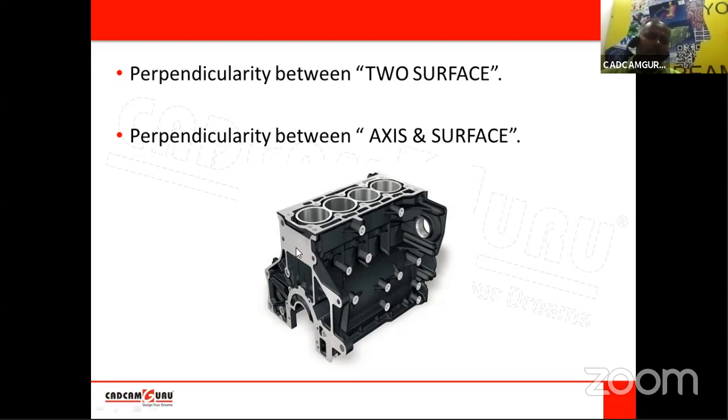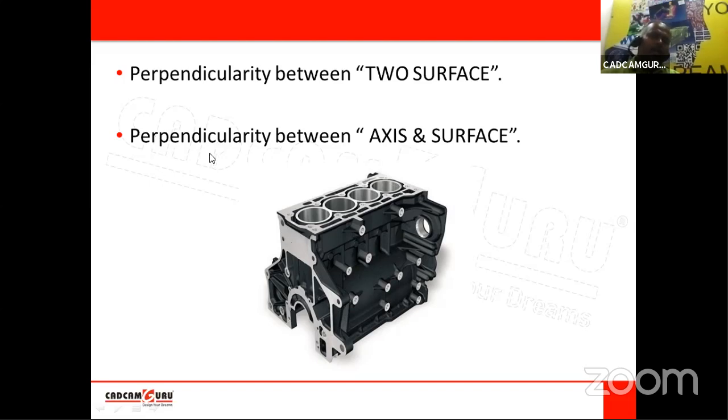So here you can see this surface and this top surface of a cylinder block. While fitting this component, we are expecting perpendicularity between these two surfaces. While assembly, this will get aligned with this surface as well as this surface also, our bottom surface and this surface also. We are expecting this to be perpendicular.